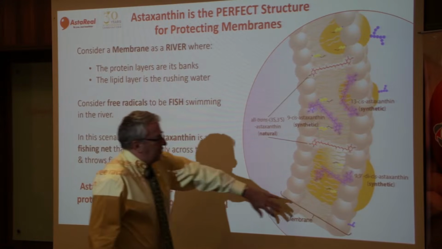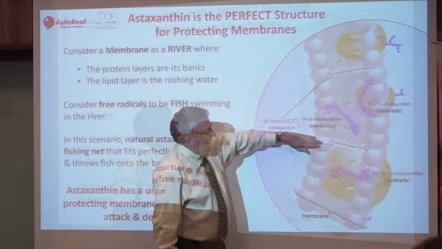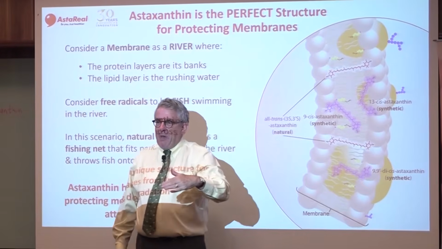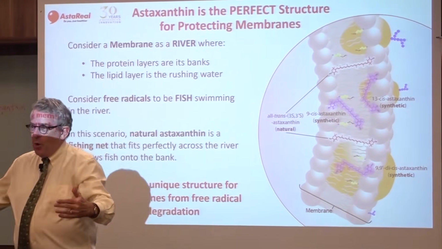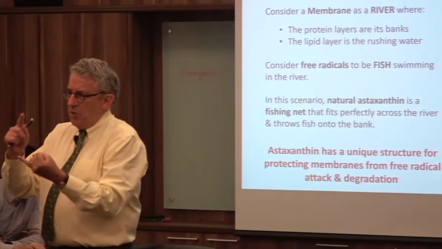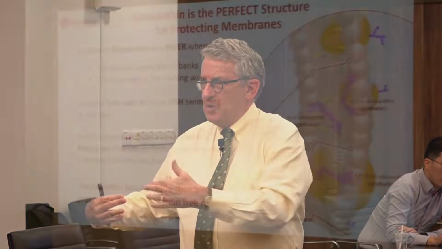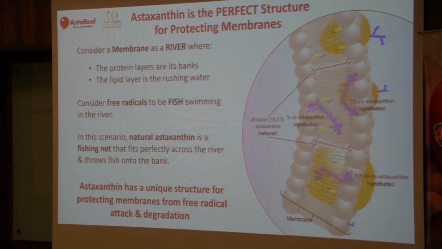So if the free radicals are fish swimming in this river, this is a net that goes from one bank to another, and all the fish get captured. So not only is it potent, not only is it a pure antioxidant, pure free radical scavenger, it has the perfect structure to cross the membrane as a bridge, capture the free radicals, protect the lipids. Next slide.